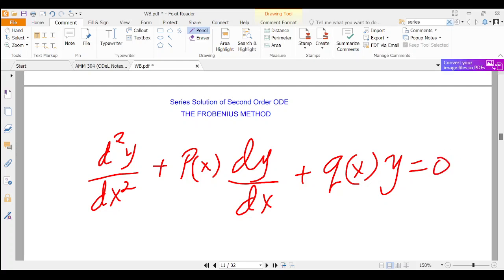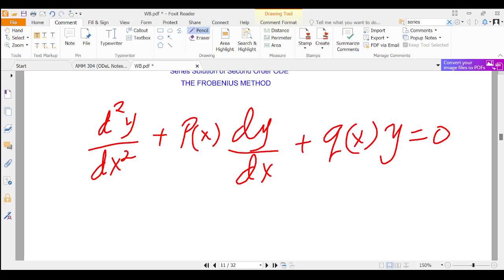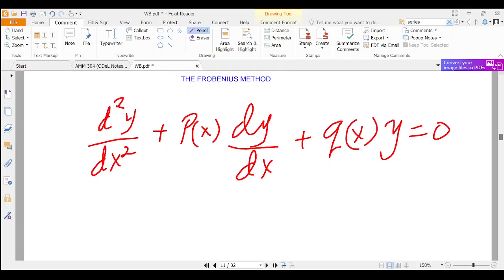Now, provided that the functions p of x and q of x are analytic at all points, then the differential equation does not have singular points, and all the points are said to be the ordinary points of the differential equation. However, if there exists some singular points of p or q, then we shall call those the singular points of the differential equation. And that was discussed earlier.